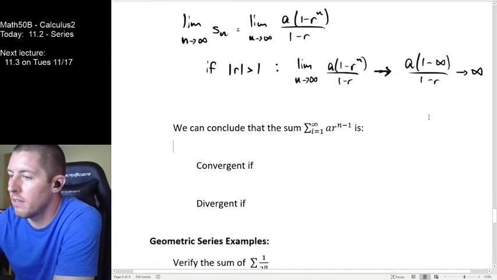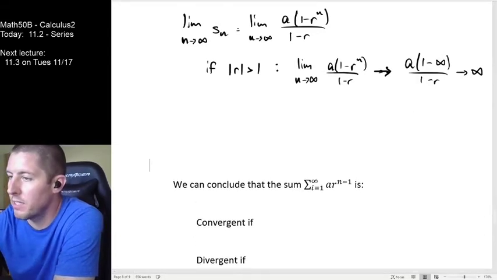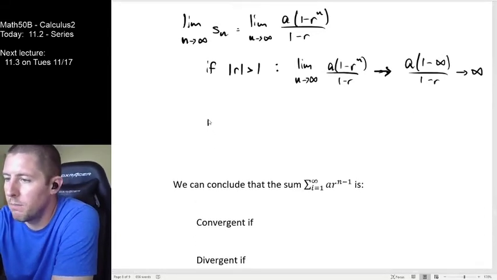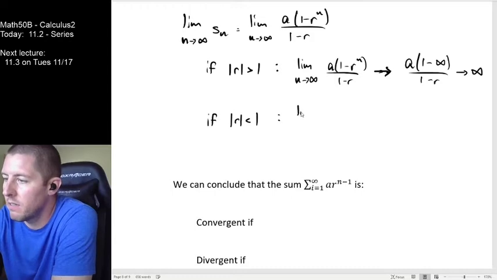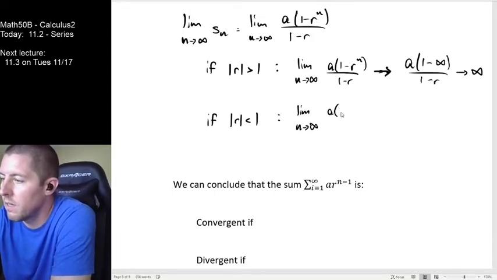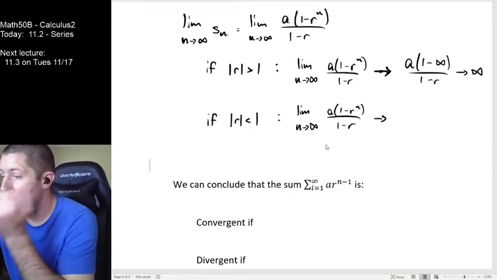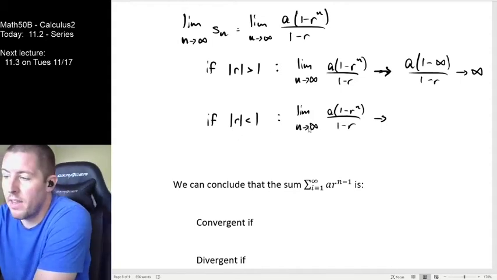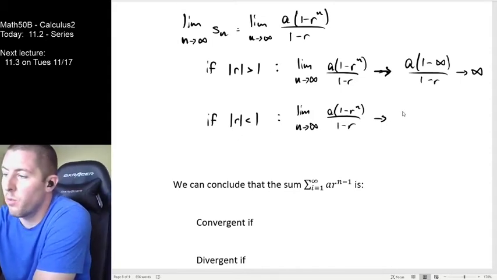On the other hand, and I'm obviously using some bad math notation here, but for the purpose of our investigation, just our idea notation. In this case, if the absolute value of r is less than 1, then as n goes off to infinity, r to the n will go to 0. And so it looks like we're just going to get a times 1, which is just a.